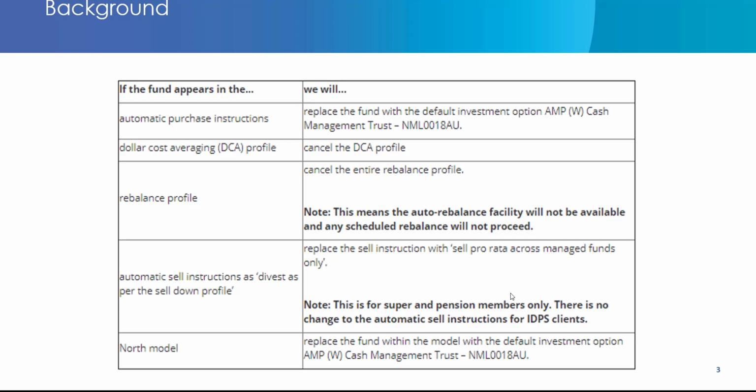We're talking about the automatic sell instructions. So if they are set as divest as per sell down profile and one of the funds appears in that profile, then North will replace the sell instruction with sell pro rata across managed funds only. So note that's only for super and pension members only, and there's no change to the automatic sell instructions for IDPS clients. If the fund appears in one of your North models, then North will replace the fund within the model with the default investment option, which again is the AMP Wholesale Cash Management Trust.